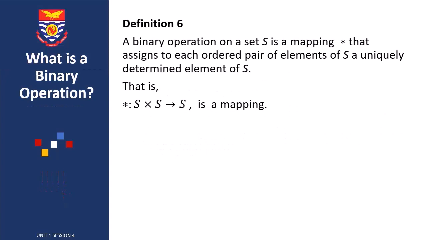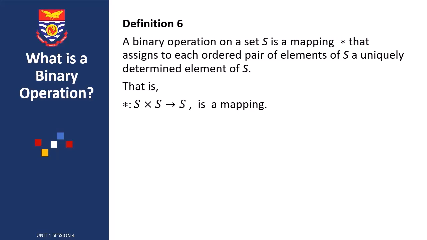What is a binary operation? A binary operation is simply a rule for combining 2 objects of a given type to obtain another object of the same type. Good. So mathematically, let's look at definition 6.